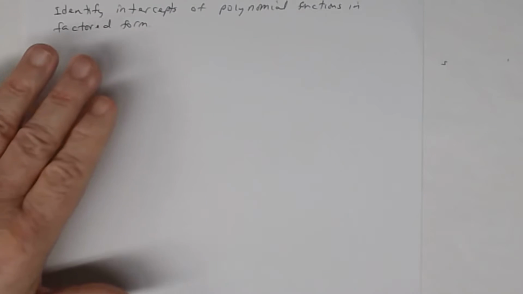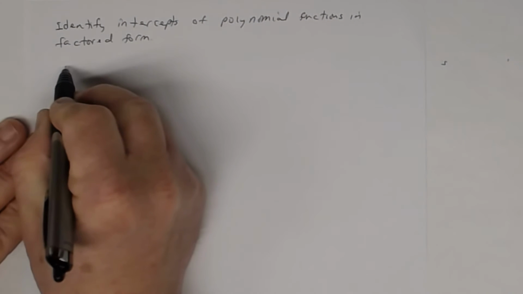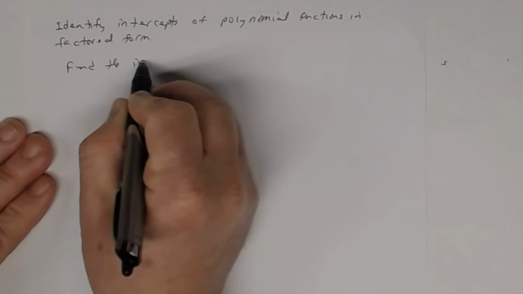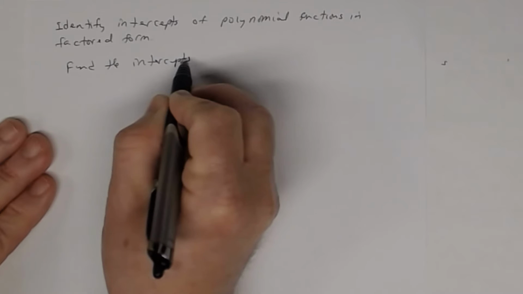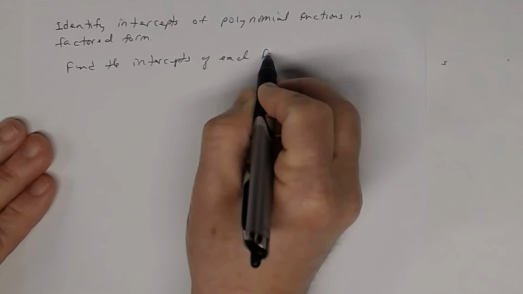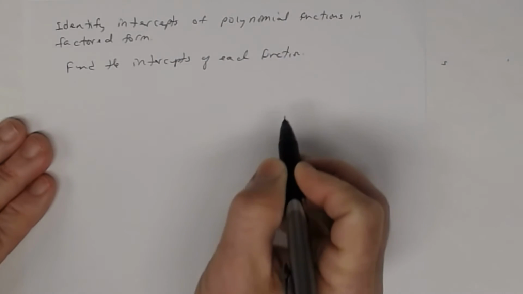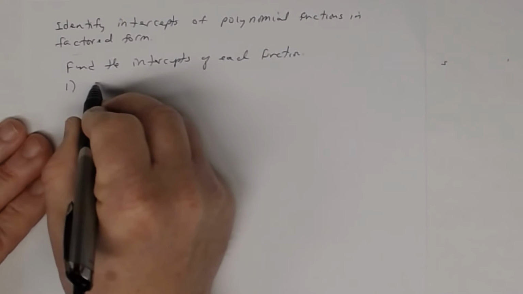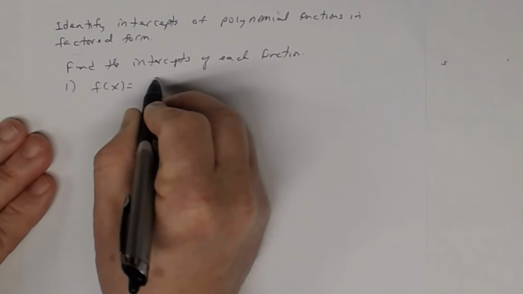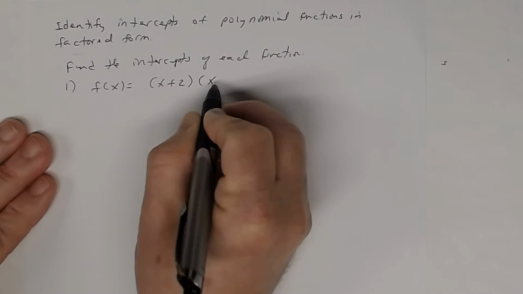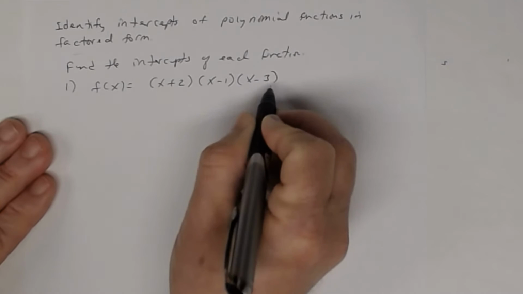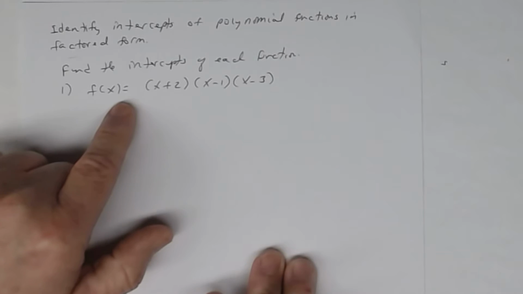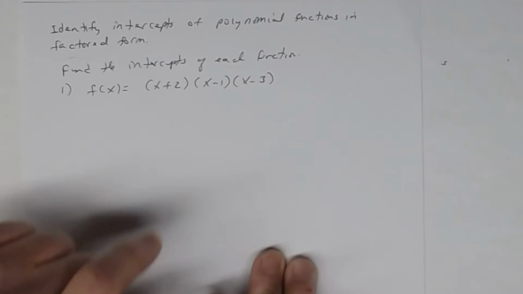So number one, let's look at this example. The directions will say find the intercepts of each function. Here's number one. It's already going to be in factored form. Let's say we had f of x equals x plus 2 times x minus 1 times x minus 3. Now you see it's already in factored form. This function has been factored for you.